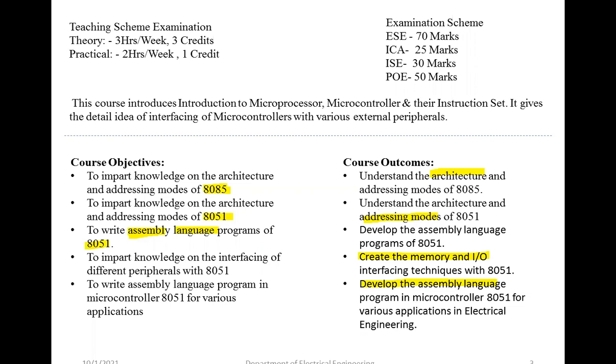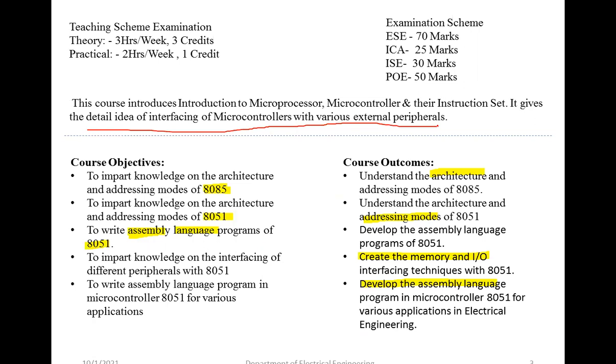So what is the subject objective? I'm reading this. It introduces the microprocessor and microcontroller and their instruction set, and it gives a detailed idea of interfacing the microcontroller with various external peripherals. Means we have to know the introduction of the microprocessor and microcontroller, connect the different interfaces to them, and write basic assembly language programs by using this.